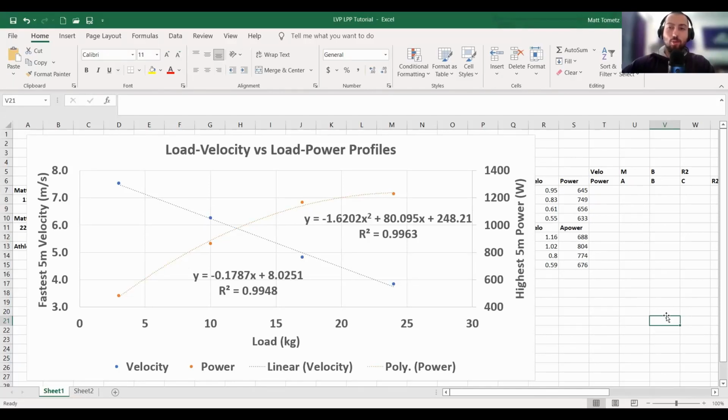Microsoft Excel, sports science, sprinting, lifting, everything in between, load velocity, load power profiles. I'm super excited to dive into this tutorial to teach you how to make this right here.